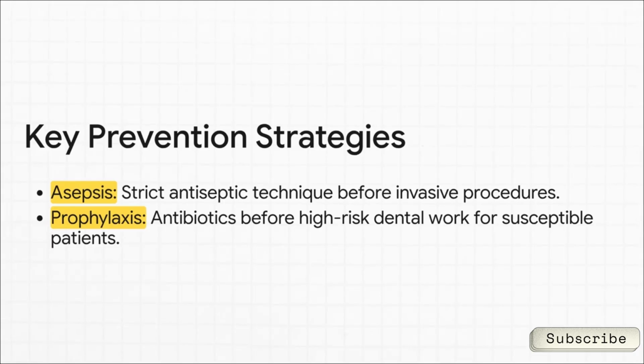So how do we stop this from happening in the first place? Well, it really boils down to 2 main ideas. First, just plain old good sterile technique whenever you're doing an invasive procedure, especially placing central lines. And second, something called antibiotic prophylaxis. Now, this isn't for everybody, but for your high-risk patients, think people with prosthetic valves or who've had endocarditis before, we give them a dose of antibiotics before procedures that are known to stir up bacteria, like major dental work.